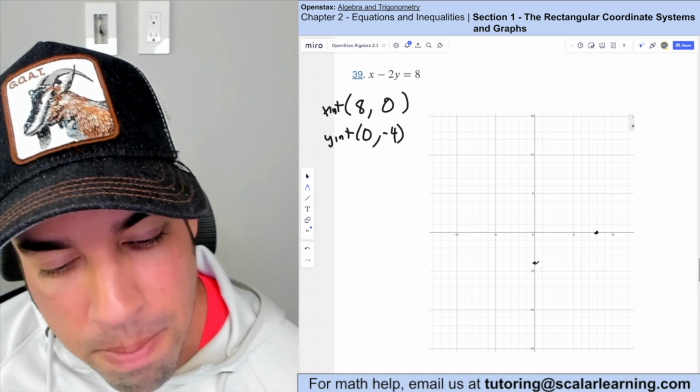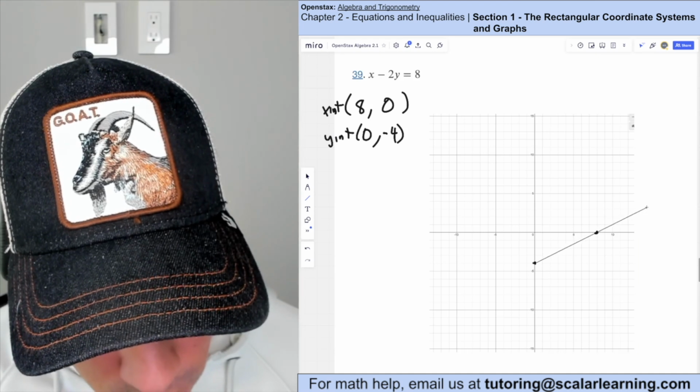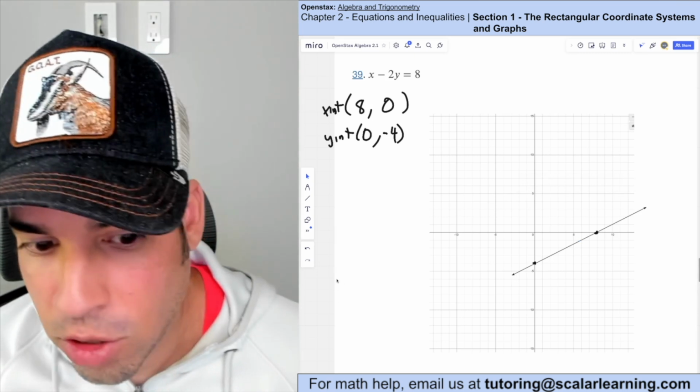And this is just another method that we can use to plot a linear equation. So now I just connect the dots. Boom, boom, and there's your line.